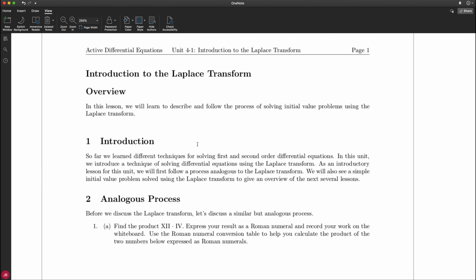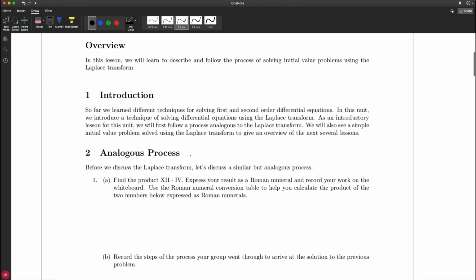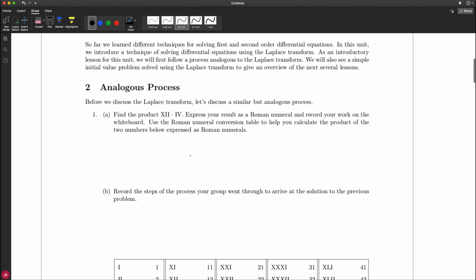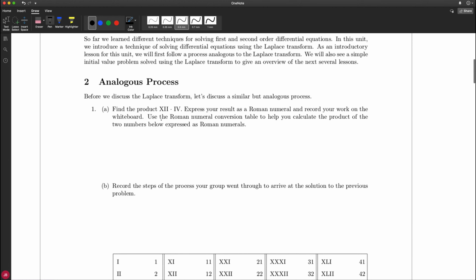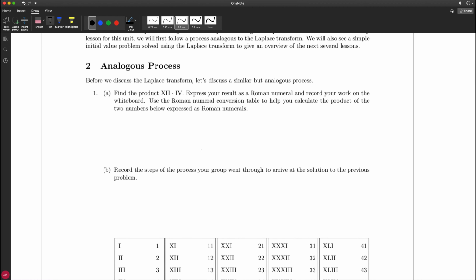So, well, let's jump right in. I want to introduce an analogous process to show you at least the utility, if not the motivation, for why we would want to switch from differential equations into algebra. Let's pretend that you wanted to multiply Roman numerals. You can see I provide you a table of Roman numerals here.